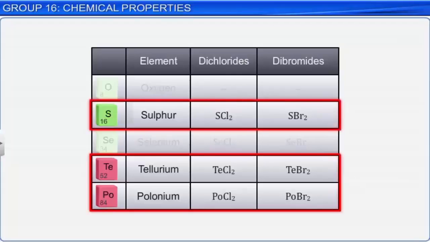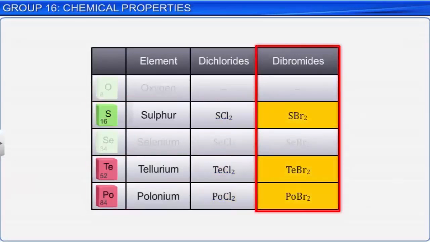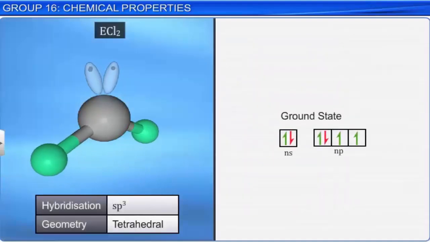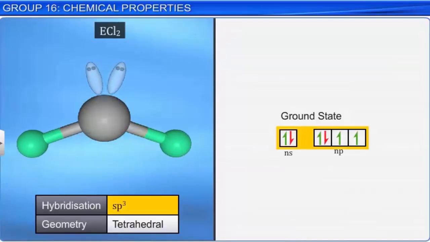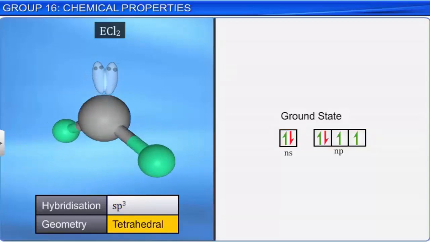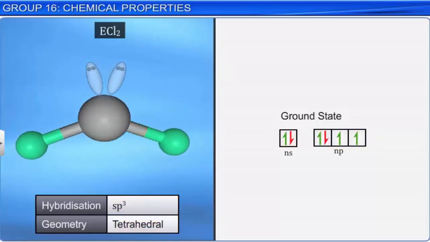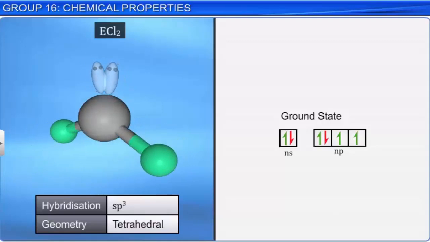Except for selenium, all the other elements of this group form dichlorides and dibromides. These dihalides are formed by sp3 hybridization and thus have tetrahedral geometry. The presence of a lone pair of electrons gives it a bent geometry similar to that of water.